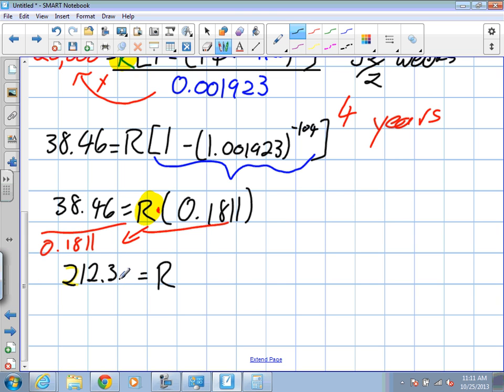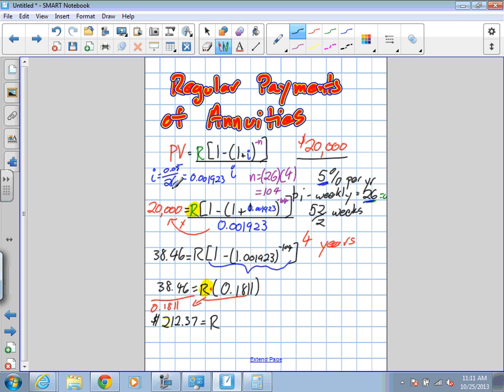So, in order to pay off $20,000 over the course of 4 years, every 2 weeks I'd have to pay them $212, which is like almost paying $400 a month for 4 years to get rid of that loan. They get a lot of money from me.